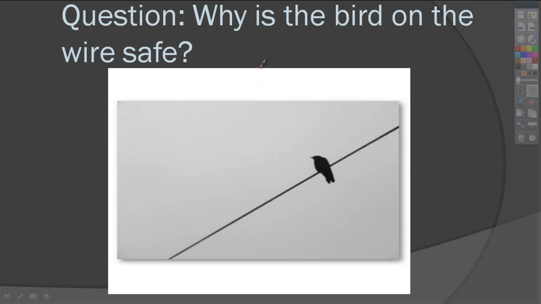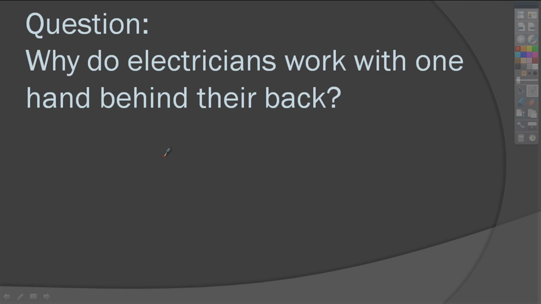Quick question. Why is the bird on the wire safe? Because he's not part of the series. He's not grounded to anything. So poor little birdie, he doesn't die. He stays alive, even though I'm going to draw little X's over his eyes like he's dead. Why do electricians work with one hand behind their back? Think about it for a second. Because if they accidentally grabbed a wire with one hand and then grabbed another wire with the second hand, they would complete a loop, and current would flow through their bodies, causing them great harm, maybe even death, which would suck.